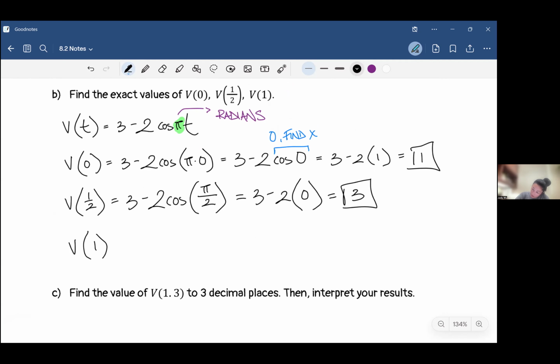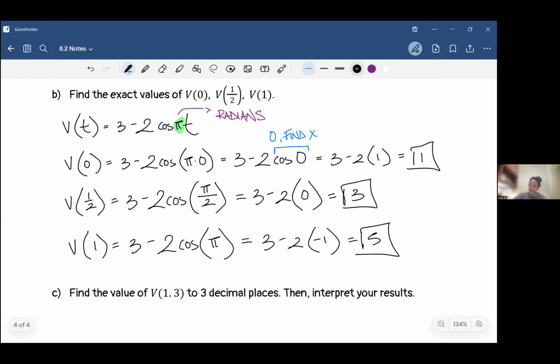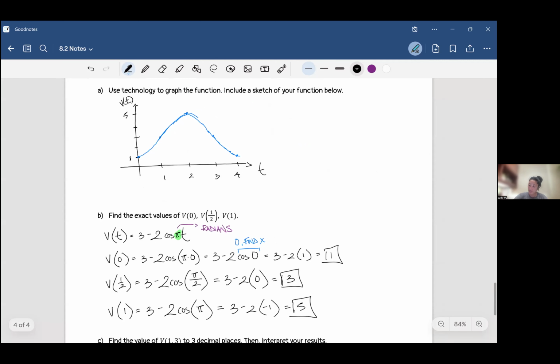All right, what's the last one we want to find? v of 1. So 3 minus 2 cosine of 1 pi. So I can go to my unit circle, find pi on the angles, and then find the x value there. And I believe we get -1. So then I get 3 plus 2, or 5.